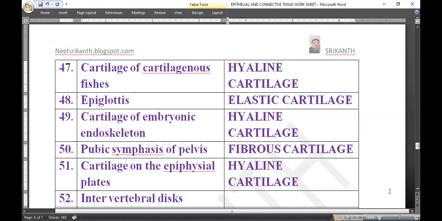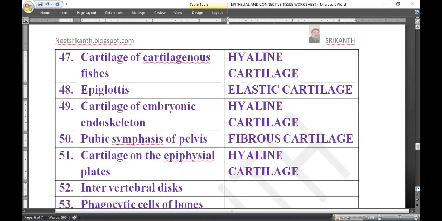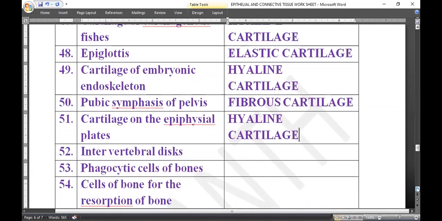If you remember, external ear pinna, Eustachian tube, and epiglottis are the examples for elastic cartilage. Intervertebral disc and pubic symphysis are examples for fibrous cartilage. If you remember that, the remaining will automatically be elastic or hyaline cartilage. Intervertebral discs: fibrous cartilage. Very good.